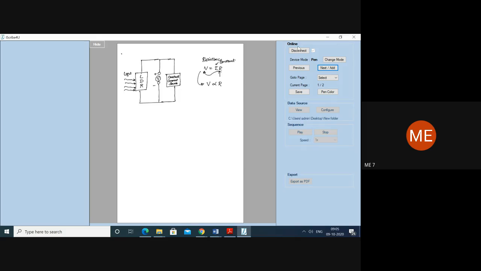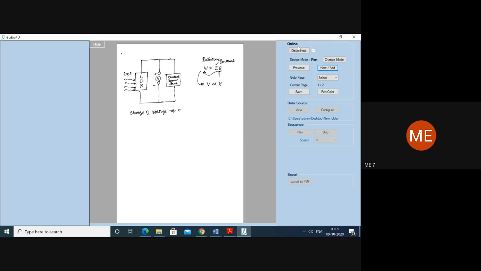Now, what is the circuit that you have made? You have made the circuit as a constant current source. Therefore, the change in the resistance will make the voltage change. Now here, what is the varying parameter? It is the change of voltage. The change of voltage is your output.